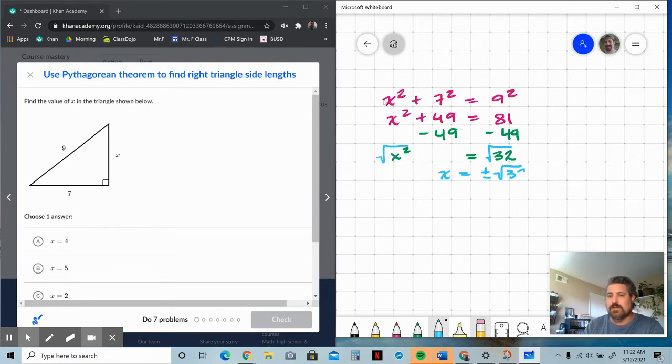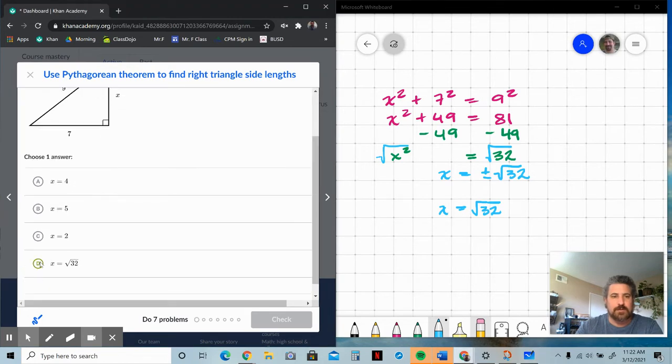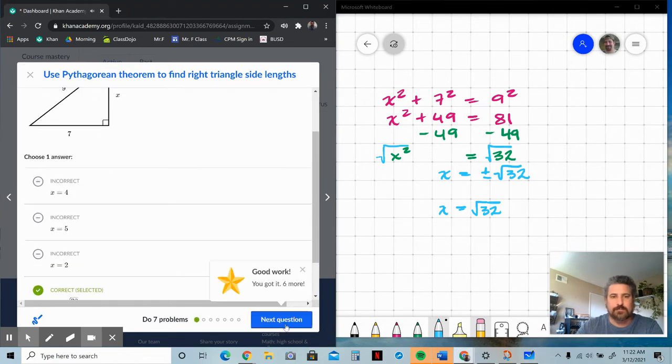Now remember, since this is a triangle, there's no negative distance here, right? So that must be a positive value. It's going to be x is equal to, in this case, the square root of 32, positive. Okay? And so that's all you've got to do. You look for the answer, square root of 32. There you go. You're done.